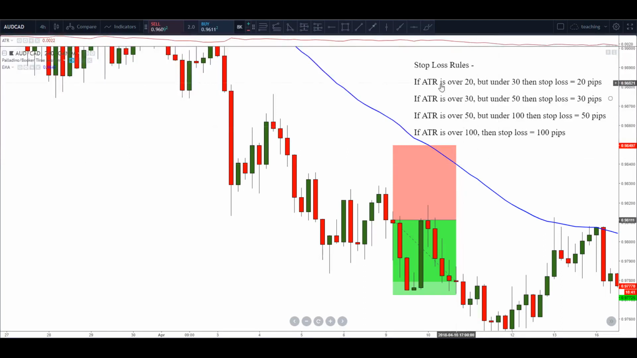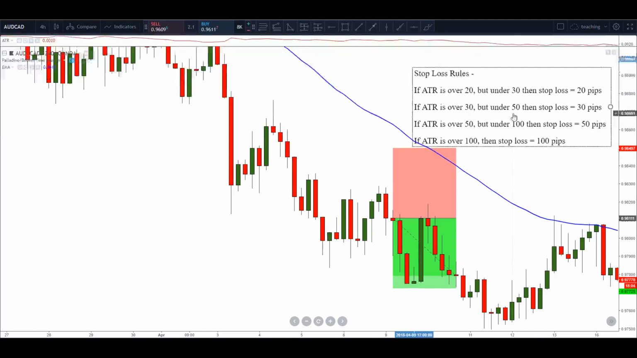And something important to note that I just now realized is that if we have a 30 pip ATR, then the stop loss will be 30 pips. If we have a 50 pip ATR, then the stop loss will be 50 pips. So this should really be over 20 but under 29. This should be over 30 but under 49, because if we have a 50 pip ATR, we will be using a 50 pip stop loss. But now we'll move on to a higher ATR pair and take a look at how to place stops based around that.